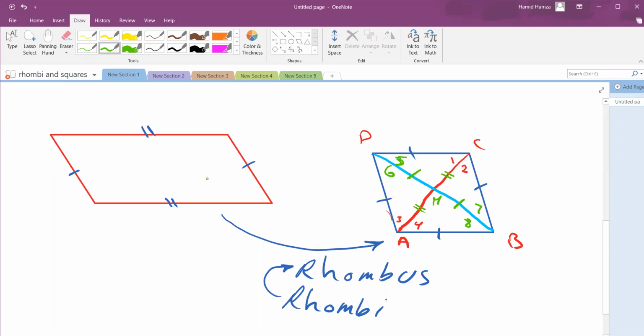What more? The diagonals are perpendicular. This property is special for a rhombus only. You will find it in a rhombus, not in a parallelogram. The diagonals are perpendicular. So what is the meaning of perpendicular? That means these four angles are 90 degrees. This angle is 90 degrees. And this one also will be 90 degrees. 90 degrees.